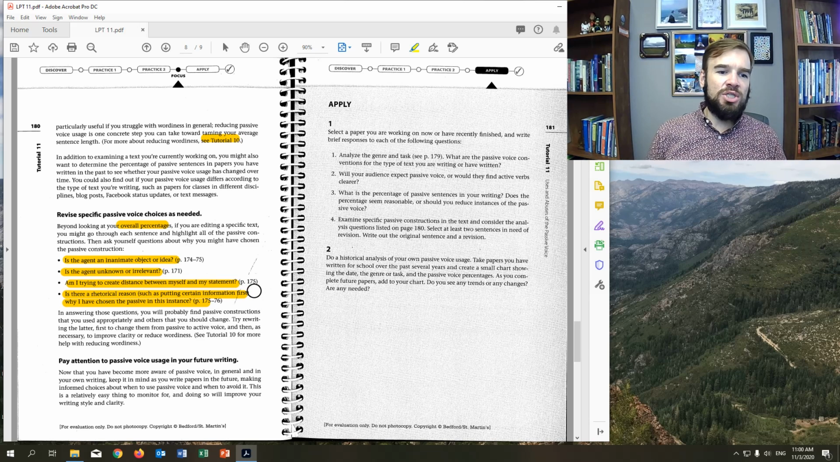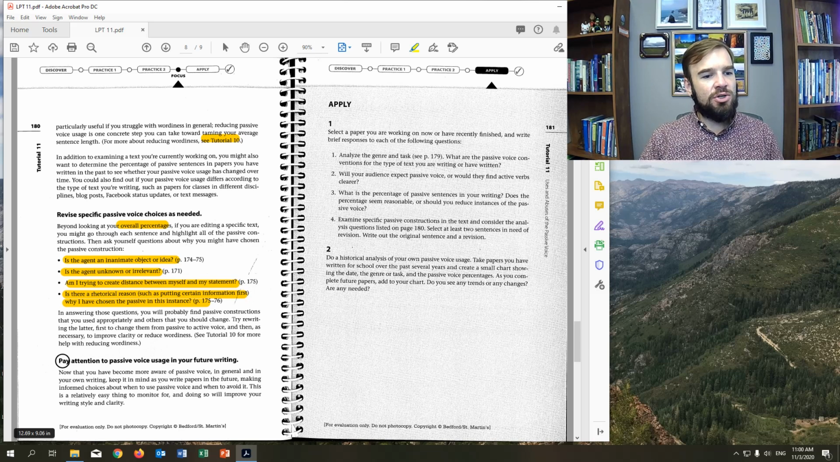Now, in answering these questions, you'll probably find passive constructions that you used appropriately and others that you should probably change. Try rewriting the latter, first to change them from passive to active voice, and then, as necessary, to improve clarity or to reduce wordiness.